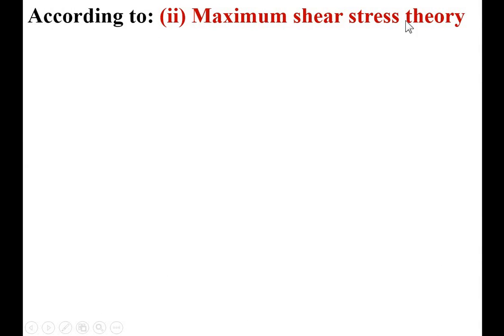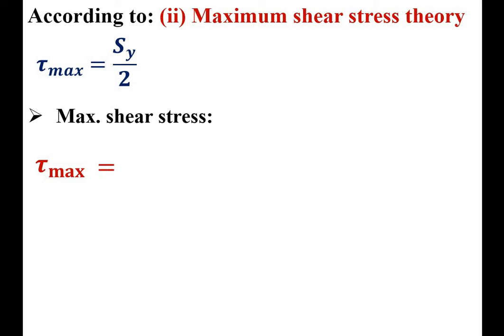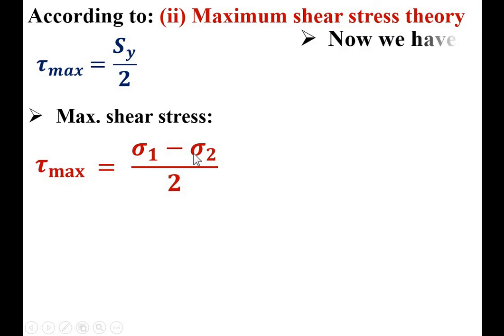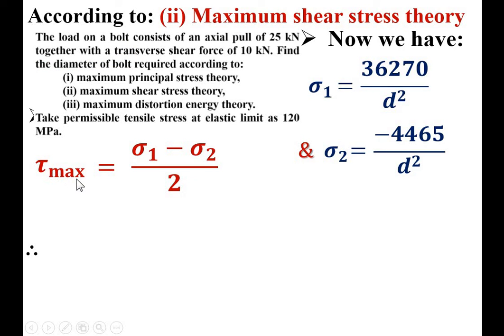Now next, according to maximum shear stress theory. So you know that the statement of the maximum shear stress theory is that tau max is exactly equal to Sy by 2. But for that you have to find the tau max. As we have discussed, the maximum shear stress tau max is equal to sigma 1 minus sigma 2 by 2, and already you have sigma 1 and sigma 2. Maximum shear stress is not directly given in your description, but it is given as tensile stress. And for the majority of metals, maximum shear stress is half of the tensile stress. So I can say tau max is half of this tensile stress.